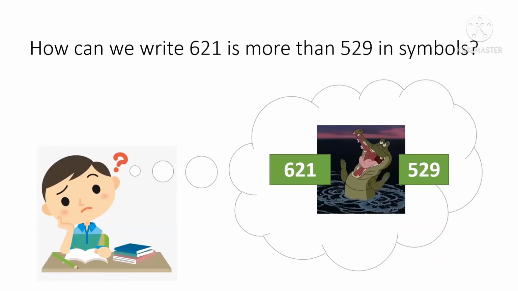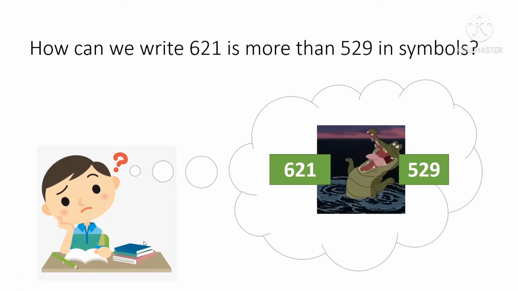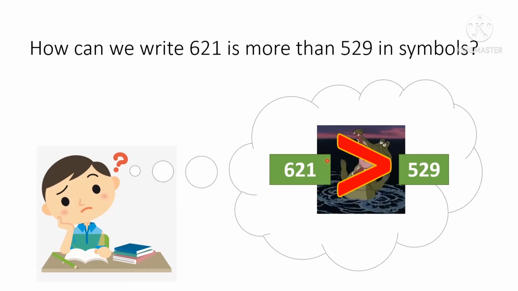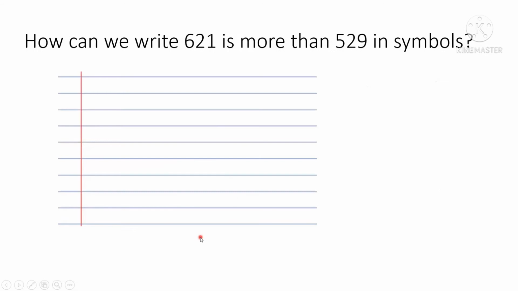Now, how can we write 621 is more than 529 in symbols? 621 is the bigger number, so the number gator's mouth opens to the bigger number. Now, we read this from left to right. And what we have, we will write it down in our notebook. 621 is greater than 529. You try this one now. How can we write 720 is more than 629 in symbols?